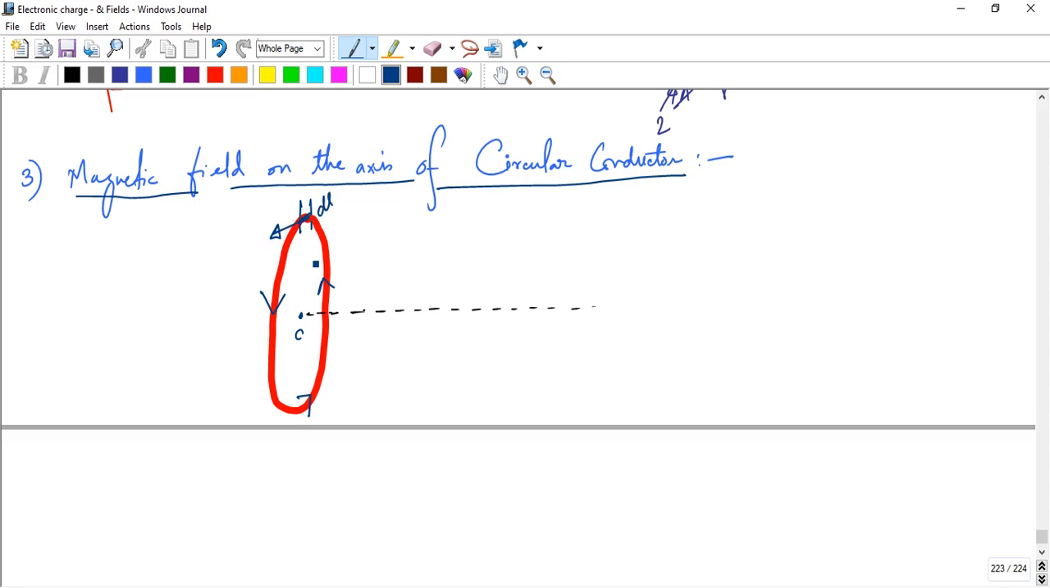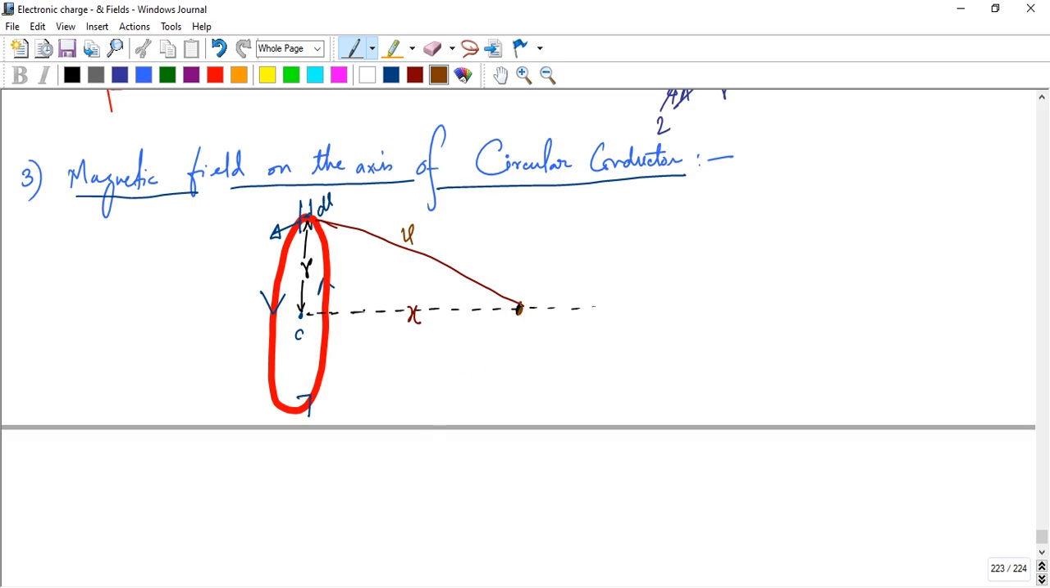Choose a very small length dl here, in the direction of the current, and the radius of the circular conductor is r. Calculate the magnetic field at this point. Suppose the distance from the center C to this point B is called x, and the distance from dl to the point is represented by u.